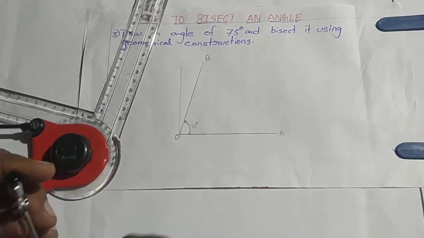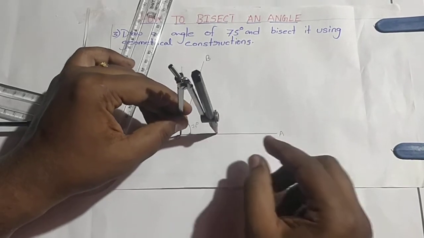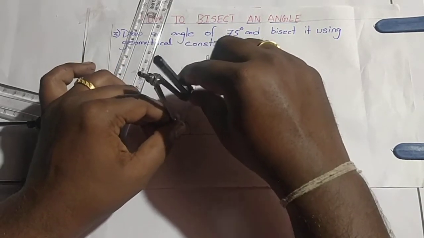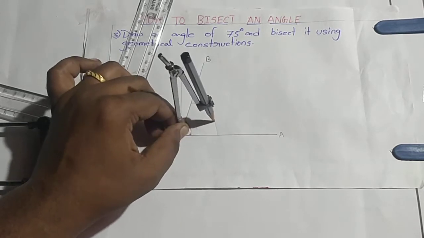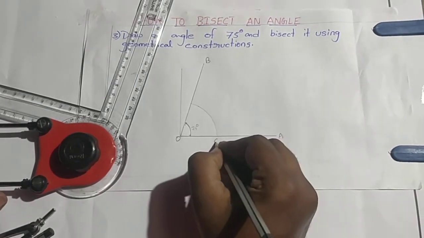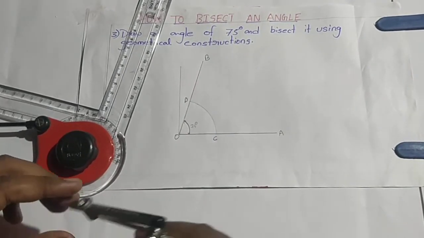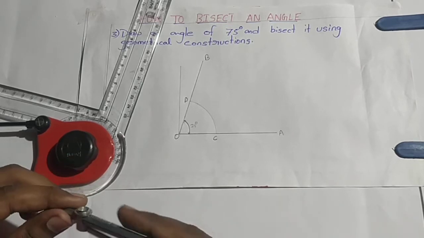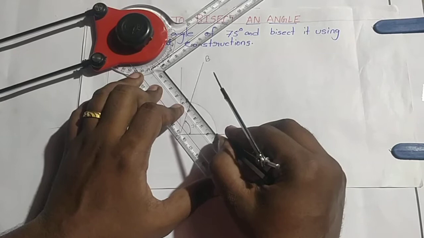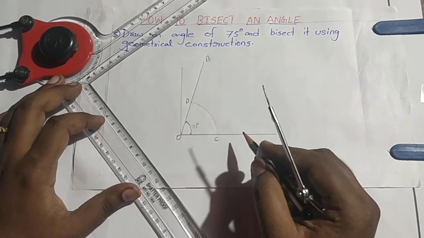Now I'm going to divide the angle between lines OA and OB into two equal parts. For that, first draw an arc with O as center and any convenient radius, and name the points C and D. Next, suppose I am joining C to D. Suppose CD represents a straight line.